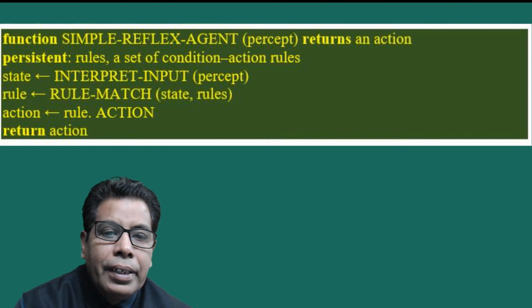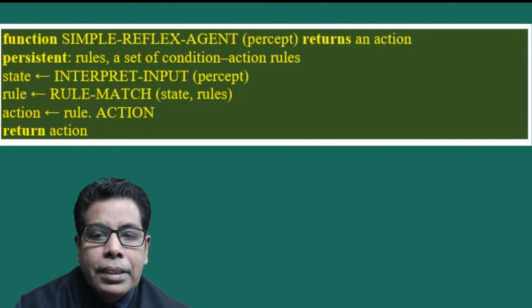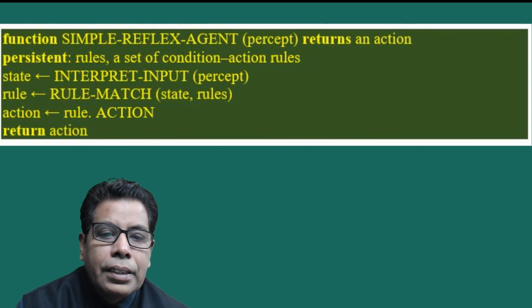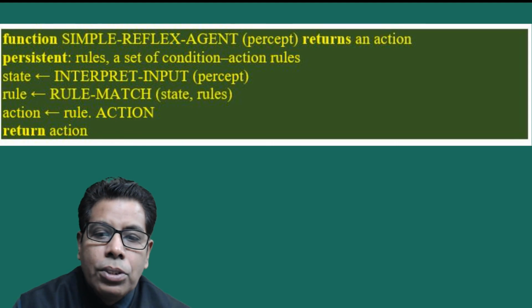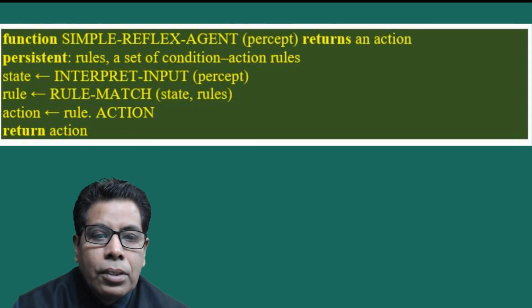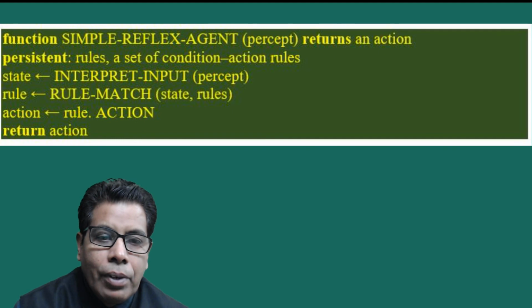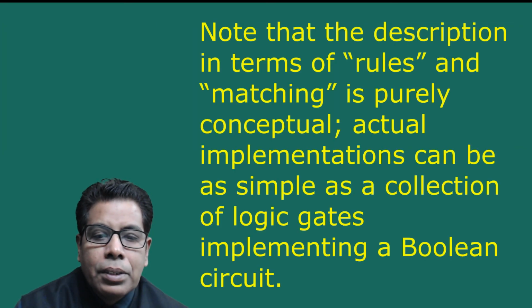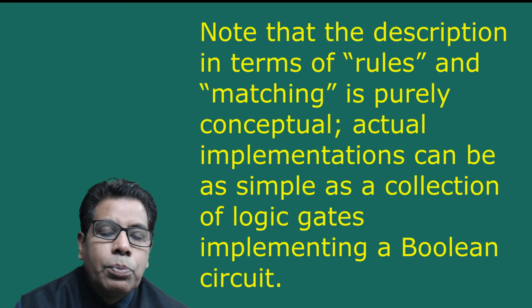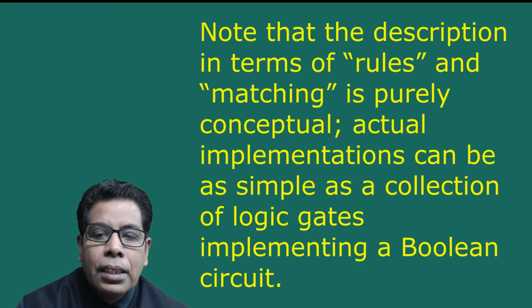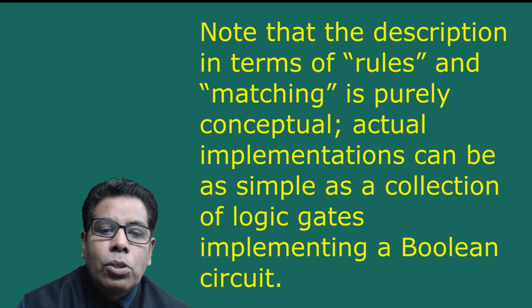The agent program, which is also very simple, is shown here in figure 4. The interpret input function generates an abstracted description of the current state from the percept, and the rule match function returns the first rule in the set of rules that matches the given state description. So that is how the program will work. Now here you can note that the description in terms of rules and matching is purely conceptual. Actual implementation can be as simple as a collection of logic gates implementing a Boolean circuit. So in that way we can implement the actual agent.